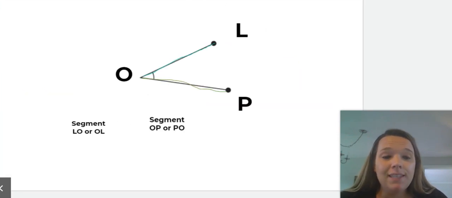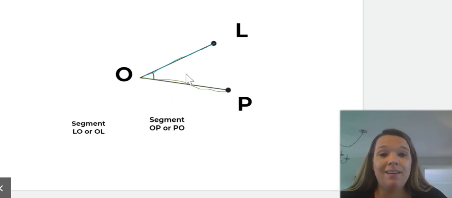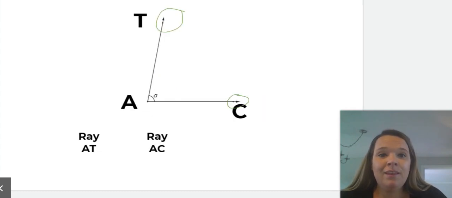Angles can be made of line segments. The vertex is an endpoint, so if you see another endpoint here, it's safe to assume that it's an angle made up of line segments, unless you see an arrow. If you do see an arrow on one side, that tells us that it's an angle made of rays. And when we name the rays that make up that angle, we always start with where the endpoint is. And luckily, they both have the same endpoint, AT for this particular angle and AC.